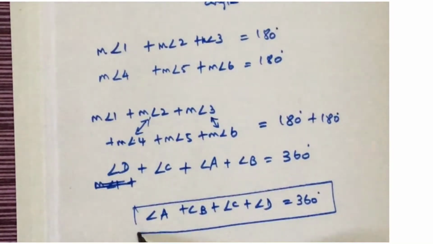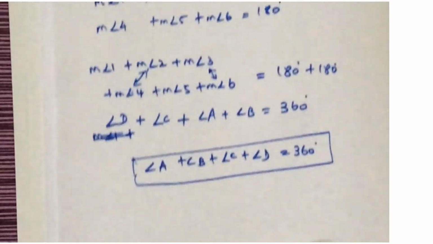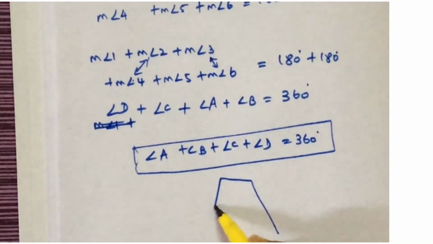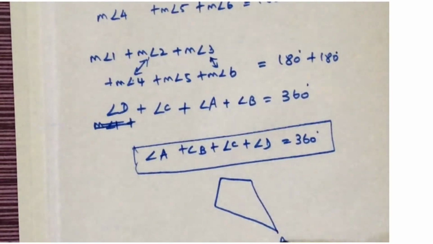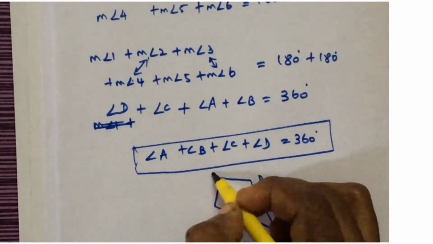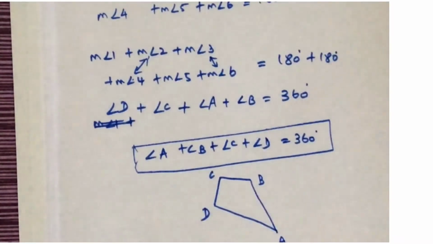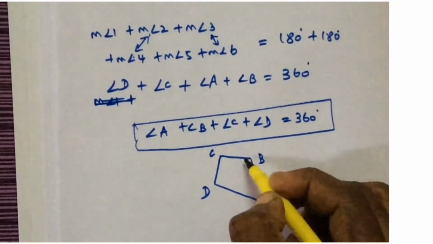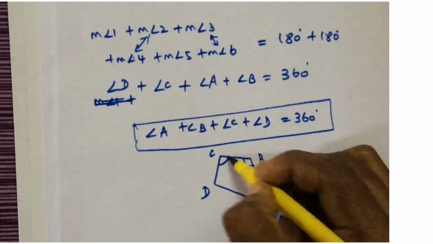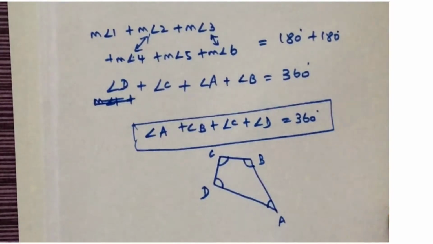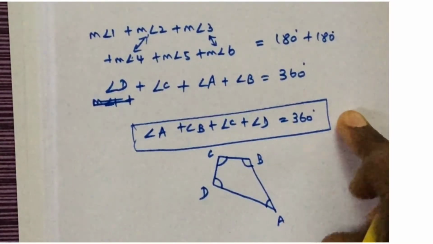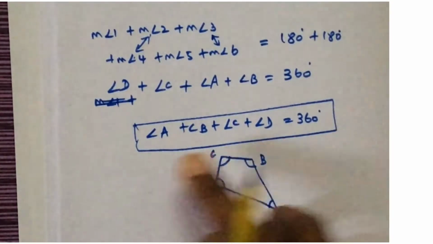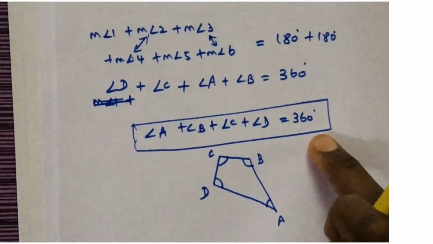So what does it mean? If you want to redraw the quadrilateral, this is the quadrilateral we have taken. This is A, this is B, this is C, and this is D. So what is angle A? This is angle A, this is angle B, this is angle C, and this is angle D. So what does this equation say? If you add all the angles in a quadrilateral, they add up to 360.